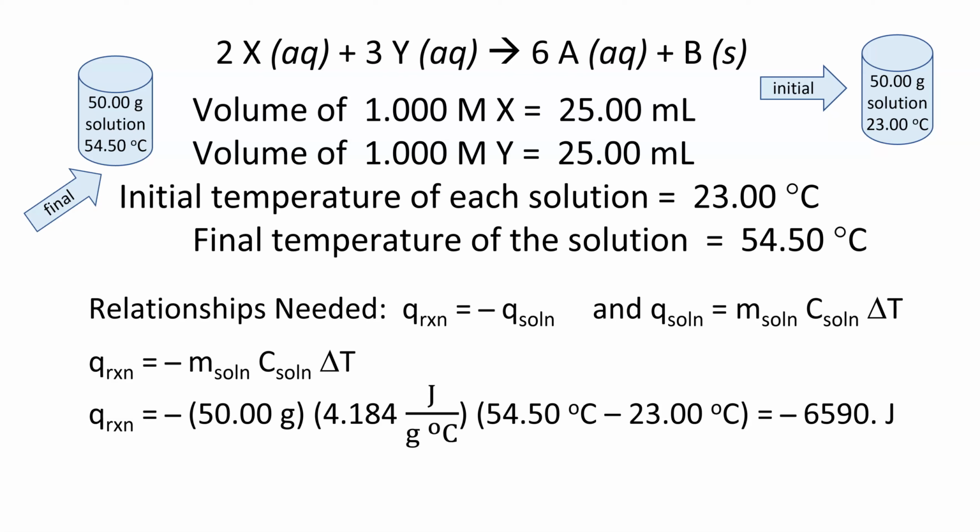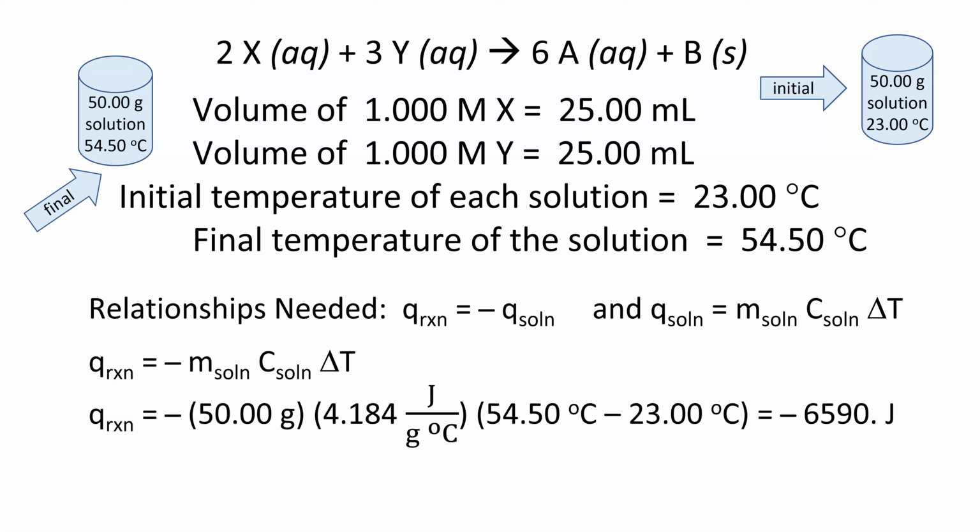54.50 degrees Celsius minus our initial temperature of 23.00 degrees Celsius. And when we carry that out, again, being mindful of our significant figures and making sure we don't lose that little minus sign there, we end up with negative 6,590 decimal point, because we have 4 significant figures, joules here. But that's just the heat for this reaction.